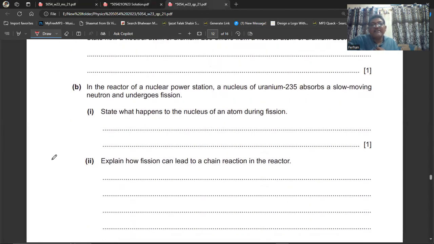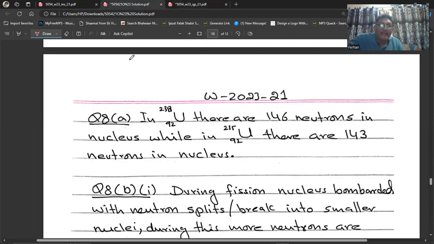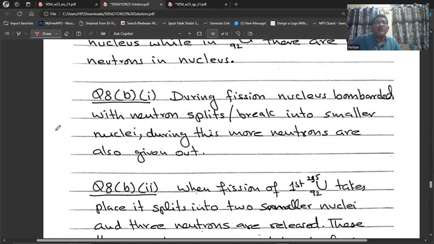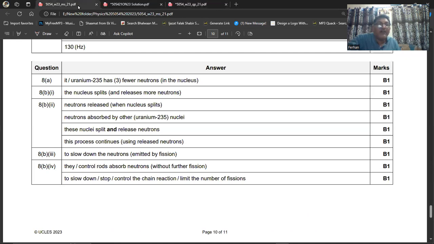Question number 8, B part. He says in the reactor of a nuclear power station, a nucleus of uranium-235 absorbs a slow-moving neutron and undergoes fission. State what happens to the nucleus of an atom during the fission. In the fission process, a larger nucleus, when bombarded with a neutron, splits, it breaks into smaller nuclei. During this, more neutrons are also given out.